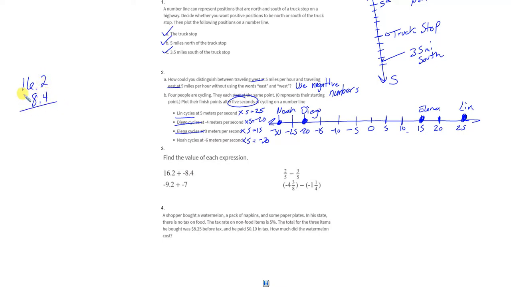Line up your decimal points. You have to borrow to be able to do this problem, and we're subtracting here, and you can see the answer is 7.8. Positives win, so 7.8.